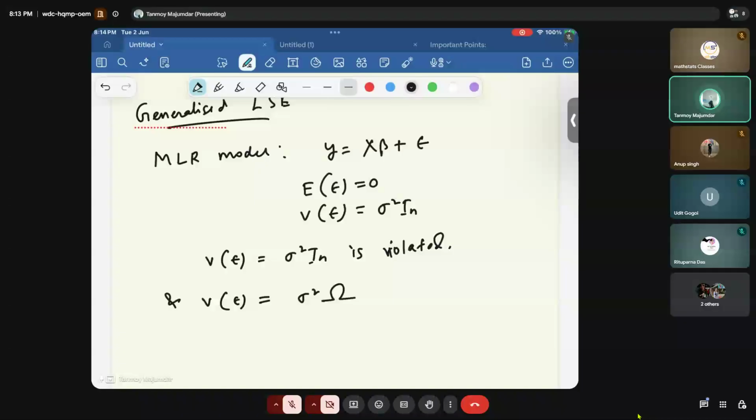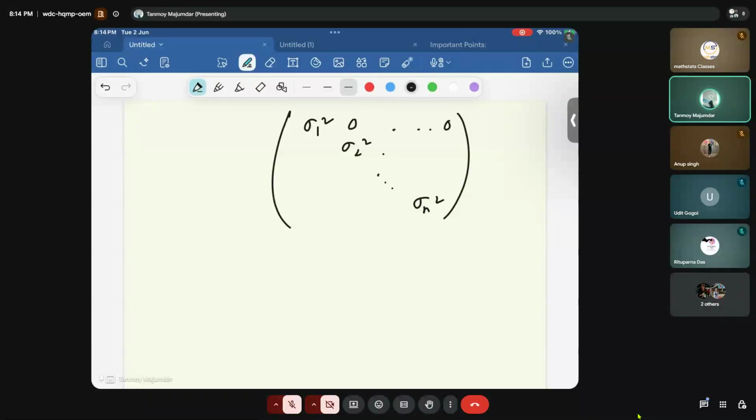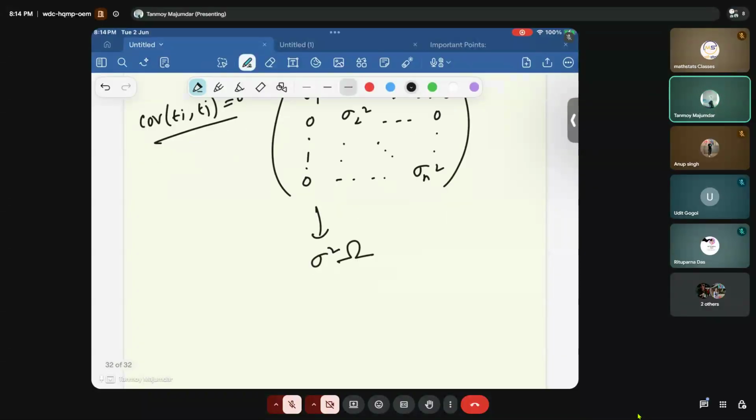So now what is our omega? Suppose we are considering a covariance matrix where sigma 1 square, sigma 2 square, up to sigma n square are the variances, the diagonal elements, and the off-diagonal elements are 0. Why 0? Because the covariance between epsilon i and epsilon j is equal to 0, so they are independent. If they are not independent, another case will come. How will we express this form? Sigma square omega. So how do we get omega?